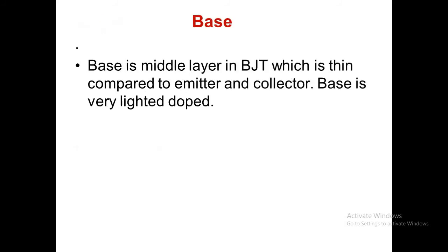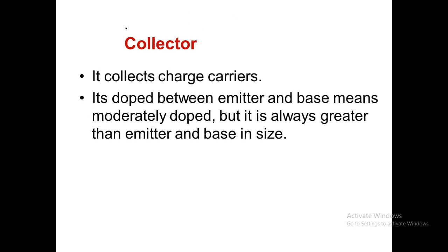We have already discussed these things. As far as the base is concerned, the base is the middle layer of the BJT, which is thin compared to the emitter and collector, and the base is very lightly doped. The collector collects the charge carriers. Whatever current comes towards it, it collects. So the size of the collector is a little bit larger. Its doping is between the emitter and the base, so the doping concentration is higher than the base, but a little smaller than the emitter, and it is moderately doped. But it is always greater in size than the emitter and base.